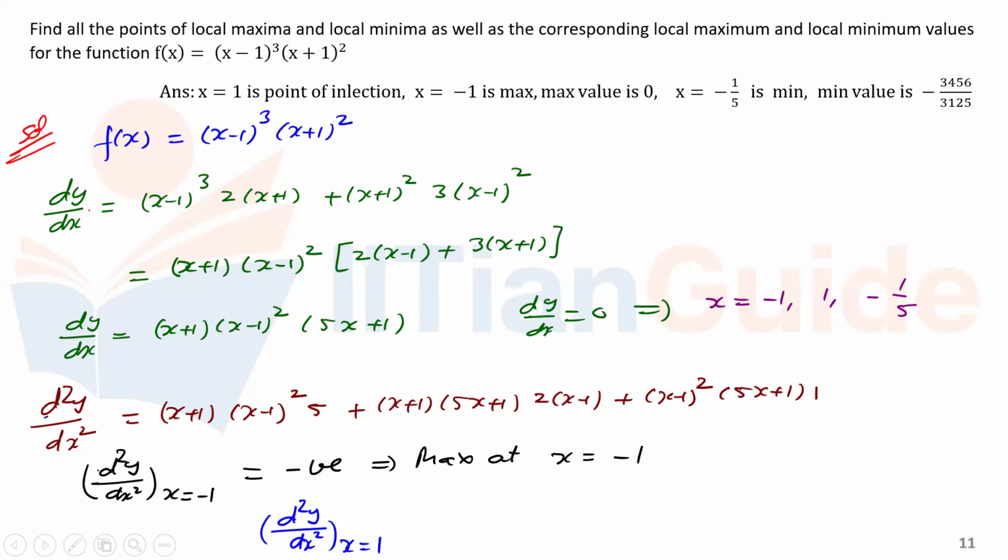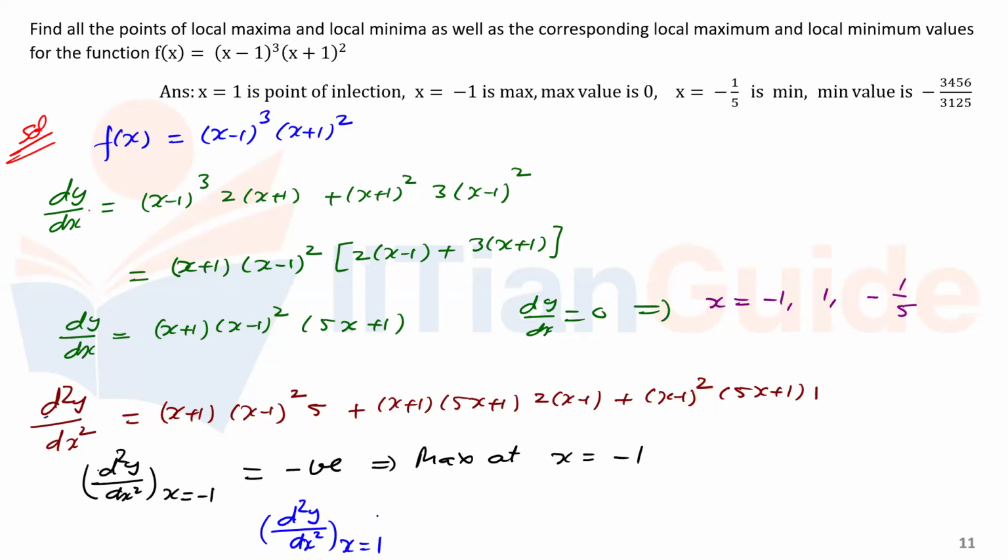Just remember, if I put x to be 1, this term becomes 0. This term again becomes 0. Only this term is left, and these are also x minus 1 whole square. So basically, the second derivative at x equal to 1 is 0. We have the x minus 1 term everywhere. So the second derivative is 0.